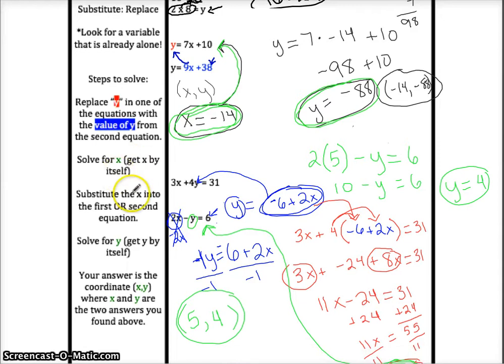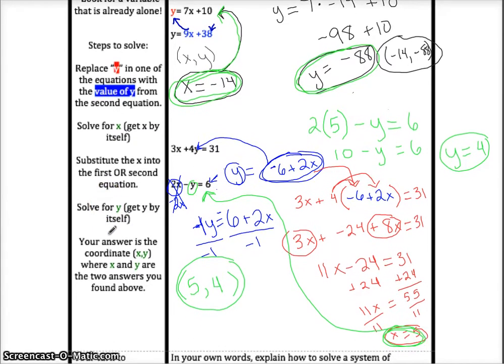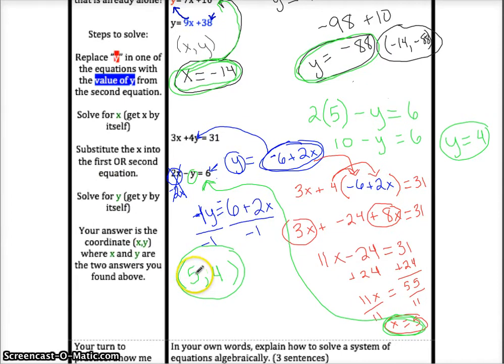You substitute the answer x into the first or the second equation, which is what we did. This time I chose the first one. This time I chose the second one, but it doesn't matter. And then you solve for y to get y by itself. So you're looking for a coordinate pair, or an ordered pair for your final answer, your x and your y.